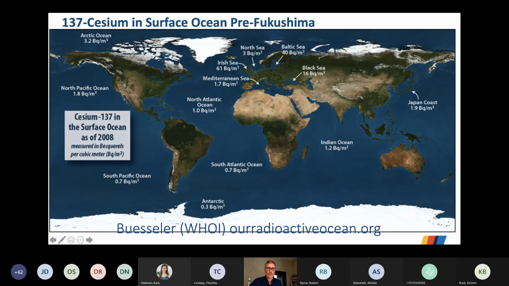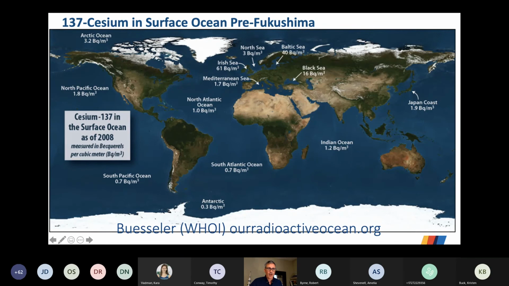In the North Sea, we see some impact of fuel reprocessing in the Irish Sea. So Sellafield and La Hague direct releases to the ocean, 61 becquerels per cubic meter of cesium-137. We see the impact of Chernobyl in the Baltic and the Black Sea, so 40 and 16. And as you move into the Southern Hemisphere, because weapons testing was occurring primarily in the Northern Hemisphere, we have less than a becquerel of cesium-137 per cubic meter of seawater.